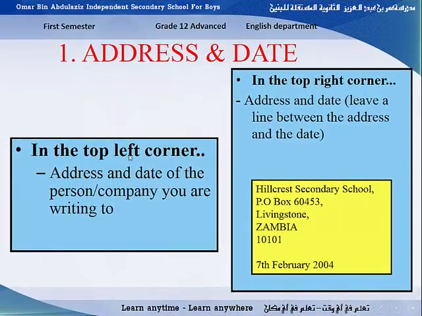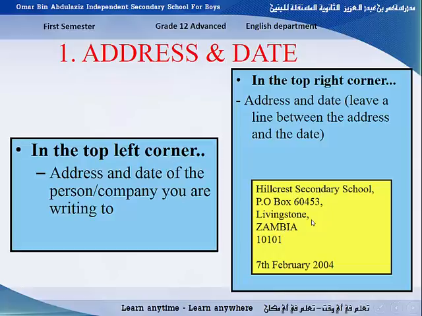How can I write the address and date? In the top left corner, the address and date of the person or company you are writing to. So in the top left corner, you are going to write the address of the recipient, the person you are writing to. In the top right corner, address and date, leave a line between the address and date. Okay, and we got an example here of how to write the address.